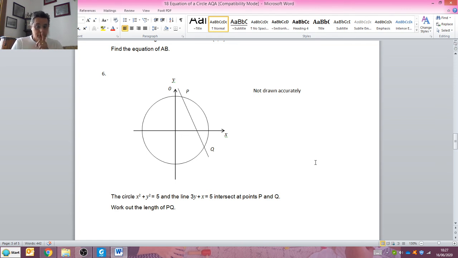So really, AQA can set you one of these. It's a big deal. It's a very big deal. It is a big grade 9, this. So they've drawn us a circle. Thank you very much, it helps.